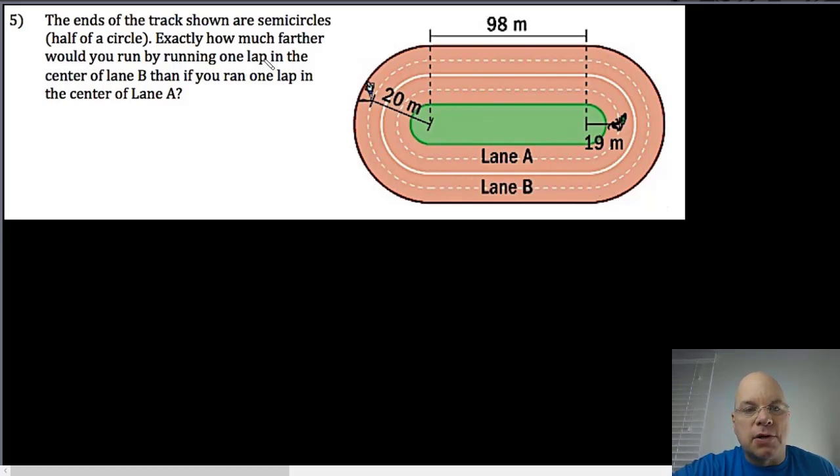So if you want to know how much farther the person running in lane B runs, you really just need to consider the difference in the length of the circles, or the difference in the circumference of these two circles. So keeping in mind that these two semicircular regions create one full circle, really all you're trying to do in this problem is find the difference between the circumference of circle B and circumference of circle A. And I'll highlight them here to show you what I mean.